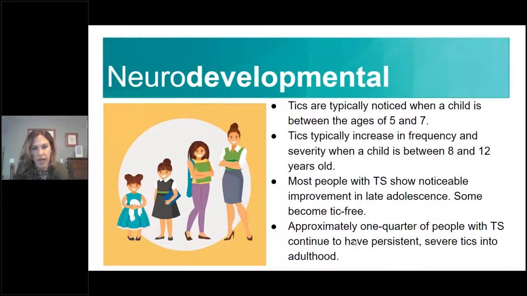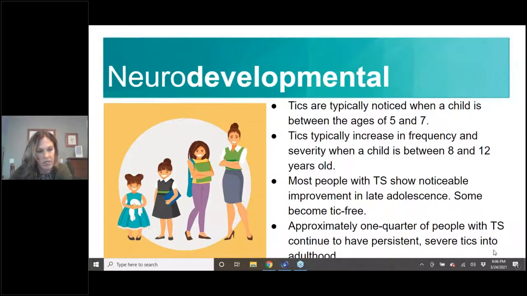So, the neurodevelopmental aspect of it: tics are typically noticed when a child is between the ages of 5 and 7. Tics typically increase in frequency and severity when a child is 8 to 12. Most people with Tourette syndrome show noticeable improvement in late adolescence, and some even become tic-free. I would definitely be in this last bullet point. Approximately 1/4 of people with Tourette syndrome continue to have persistent or severe tics into adulthood. And so my tics, I would say, are not as intense as when I was in high school or in my 20s, but I definitely still have tics.